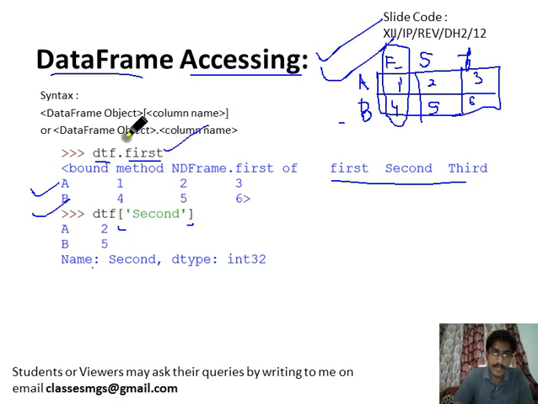If you write dtf with the label in square brackets, this is also similar to the previous one. dtf then second will print the second column values, 2 comma 5, and dtf first will print the first column, so 1 comma 4 will be in the output. So this is how we can access the data frame object.